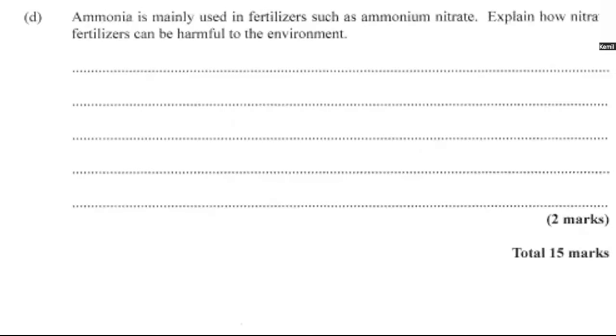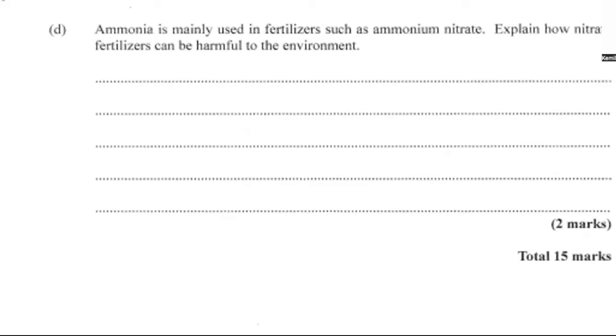All right, so this part is the last bit for our remaining 2 marks. Okay, so we're almost there. Just hang on. Ammonia is mainly used in fertilizers such as ammonium nitrate, NH4NO3. All nitrates are soluble, and all ammonium salts are soluble. Explain how nitrate fertilizers can be harmful to the environment. So, all nitrates are soluble.